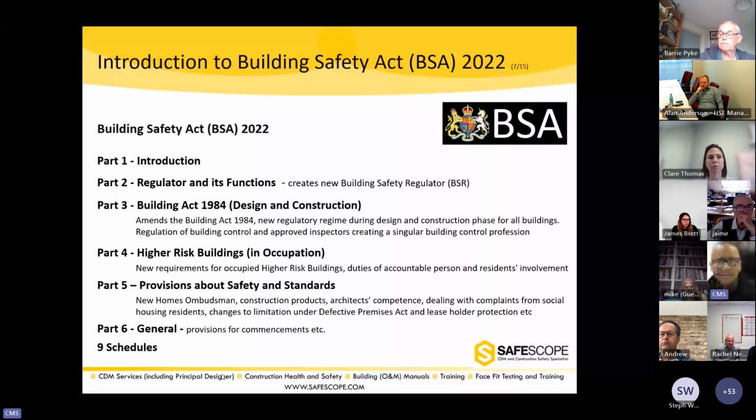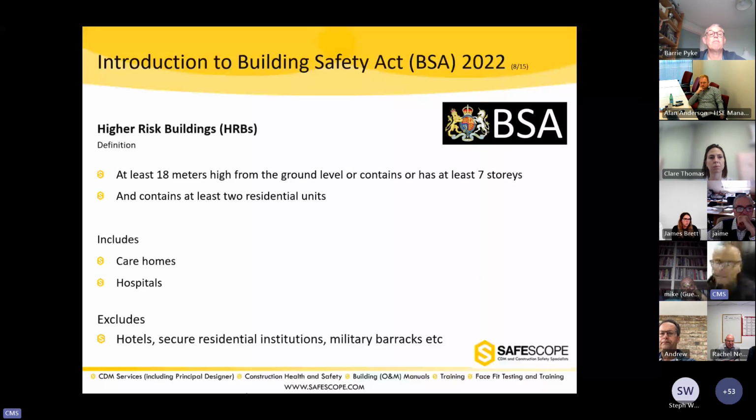Now, what are the higher risk buildings? The Act creates a different regime for those buildings which are categorized as higher risk buildings. The definition that the Building Safety Act gives us is at least 18 meters high from the ground level, or at least 7 stories, and containing at least 2 residential units. That's regarded as a higher risk building, and the requirements then become very stringent and different from day-to-day construction projects.